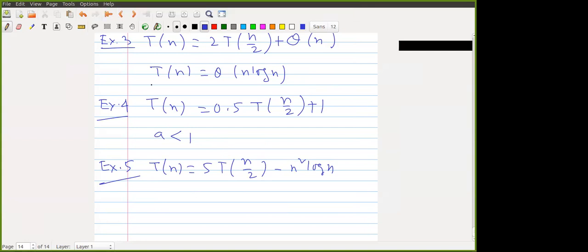So master theorem can be very useful for guessing. It certainly does not solve all kinds of recurrences, right? For example, exercise 6 is something like T(n) = T(n/4) plus T(n minus 4) plus some theta of n, right? This certainly doesn't fall into the conditions of master theorem. So although master theorem is a very useful tool for initially guessing before we prove it via induction, it certainly does not solve all the cases, right?